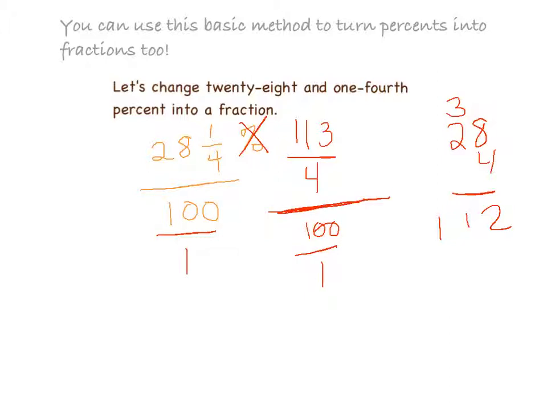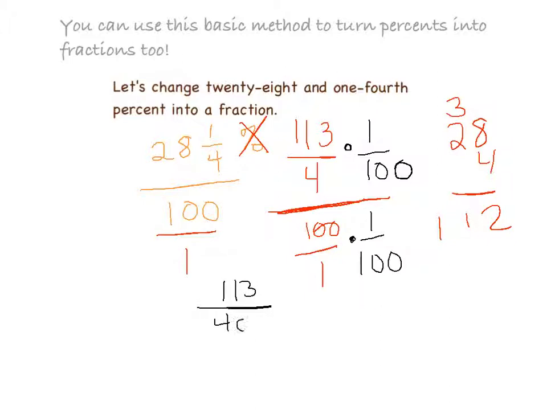Now you want to go ahead and multiply that denominator out so that we can get it to be 1. So we multiply it times 1 over 100. We do the same thing on the top. And we end up with 113 over 400. And that's a really kind of ugly number, but I do believe that is as low as it will go. So that's how you change 28 1/4% into a fraction that you can use.